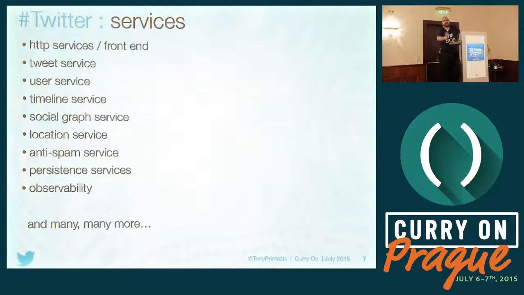Timeline service: for anybody who hasn't used Twitter, the timeline is basically the series of tweets that you see from all the people you follow. Social graph service: who follows who, who's blocked who, etc.